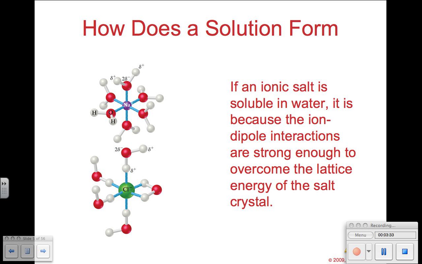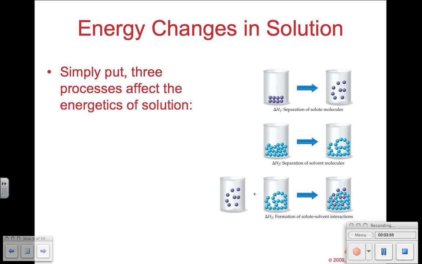So how does a solution form? If an ionic salt is soluble in water, it is because the ion-dipole interactions are strong enough to overcome the lattice energy of the salt crystal, meaning the lattice energy is not as strong as the water-ion attraction that would be present.